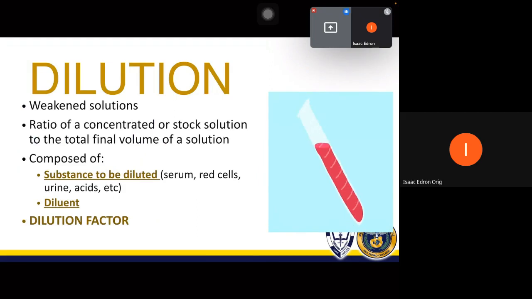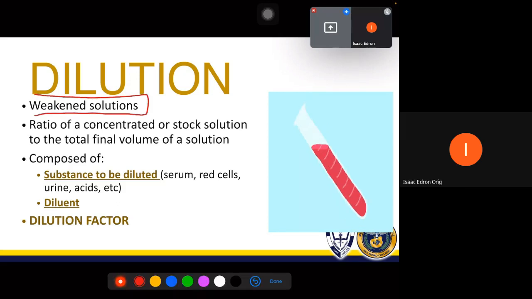So first, what is a dilution? So di ba when you think of the word dilution, malabnaw, dilute. So dilution is actually a weakened solution, okay? Kasi, di ba, for example, gusto mo i-dilute yung ihi mo, lagyan mo siya ng water, okay? For it to become more dilute, di ba? Parang mas malabnaw siya na solution. Kaya siya weakened solutions. Kasi parang ginababa mo ang kanyang concentration.